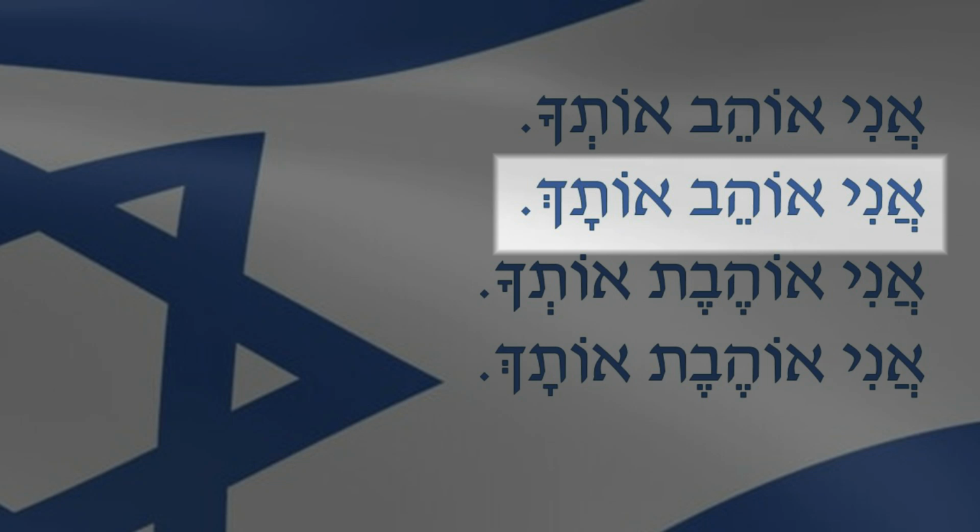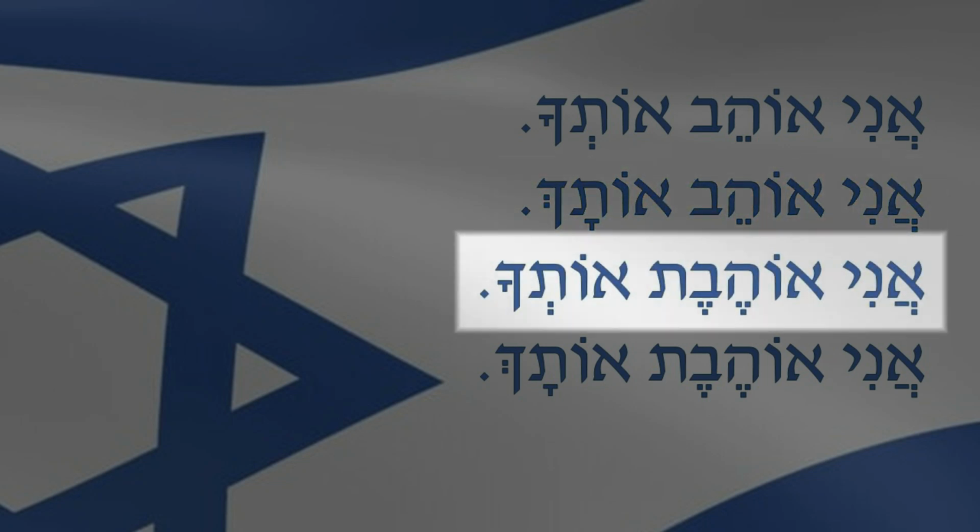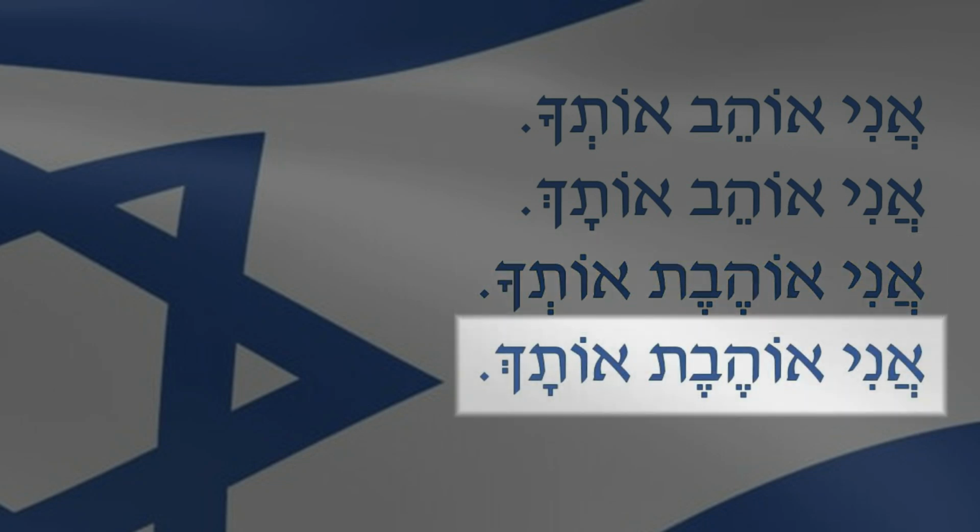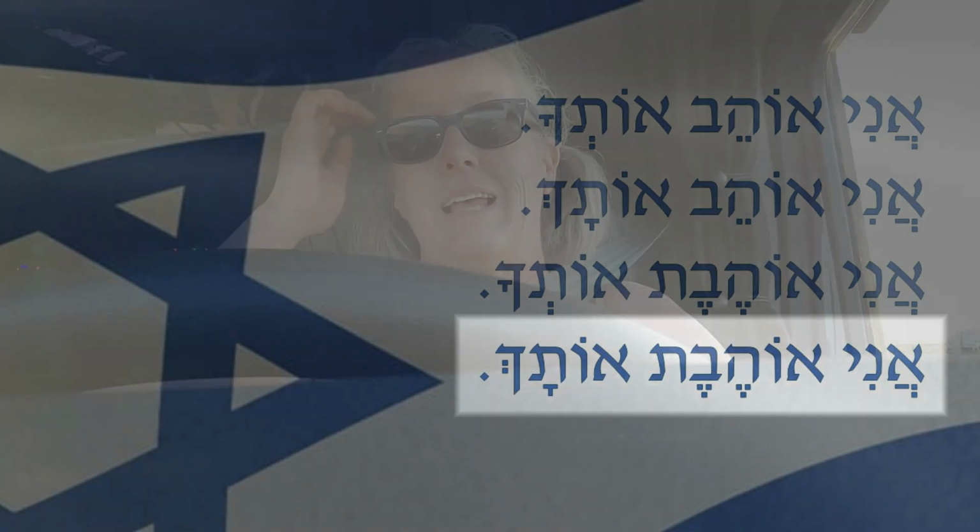If a woman is saying I love you to a man or a boy, she says ani ohevet otcha. And if a woman is saying I love you to another woman or a girl, she says ani ohevet otach. Okay? And this works.